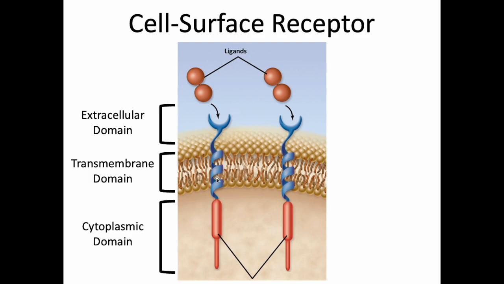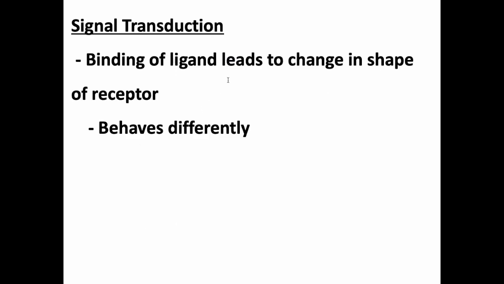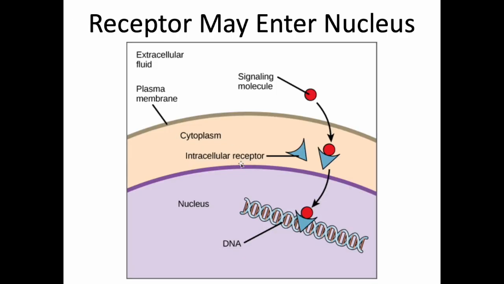For proteins, shape is everything. If they have a different shape, they're going to behave in a different way. So binding of ligand leads to change in the shape of the receptor, and it's going to behave differently. What do I mean by behave differently? Well, here's one example of this. So we're looking at an intracellular receptor here.